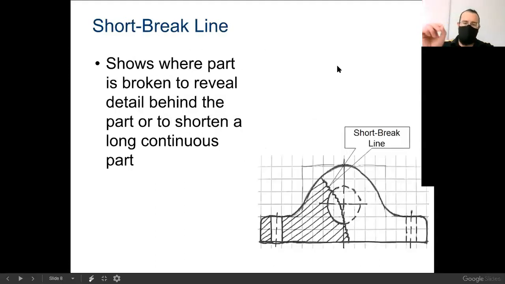All right, so that jagged line there is the short break line. It shows where the part is broken to reveal detail behind the part or to shorten a long continuous part. So it's the boundary line between where the illustration was cut away and where it's normal.